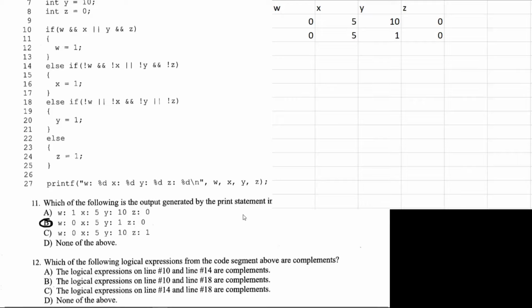Now complements means that the code will always result in the opposite result of each other. So if one segment of code is true, then the complement of that code has to always be false, and if the first set of code is false, then the complement of the code has to always be true.